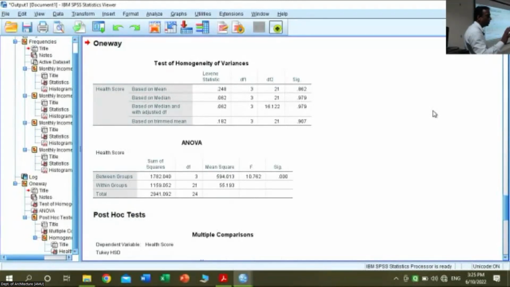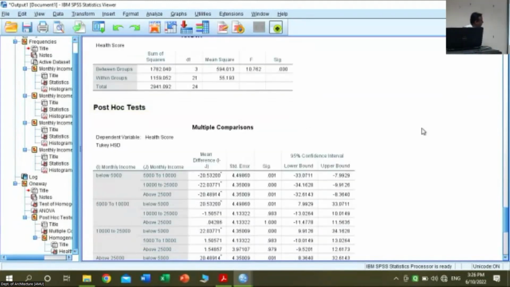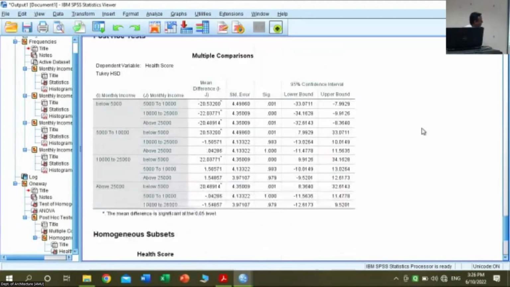ठीक है. तो अब यहाँ पर ये बात तो तय हो गई कि मीन्स डिफर कर रहे हैं. Now we will come on to the multiple comparison, to see which group differs from which, and which does not differ. This is called the post hoc test for multiple comparison, and we opted for the Tukey test for multiple comparison.